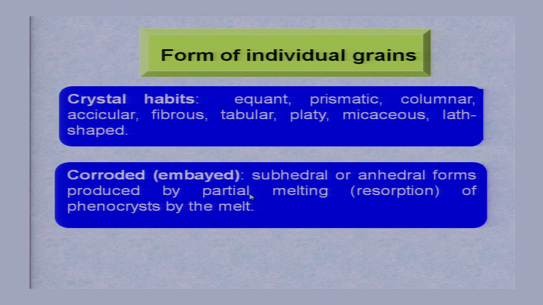Second category is corroded or embayed crystals. Subhedral or anhedral forms produced by partial melting as a result of reabsorption of phenocrysts by the melt. When the early formed crystals are reabsorbed by the melt, embayed or corroded margins are developed.